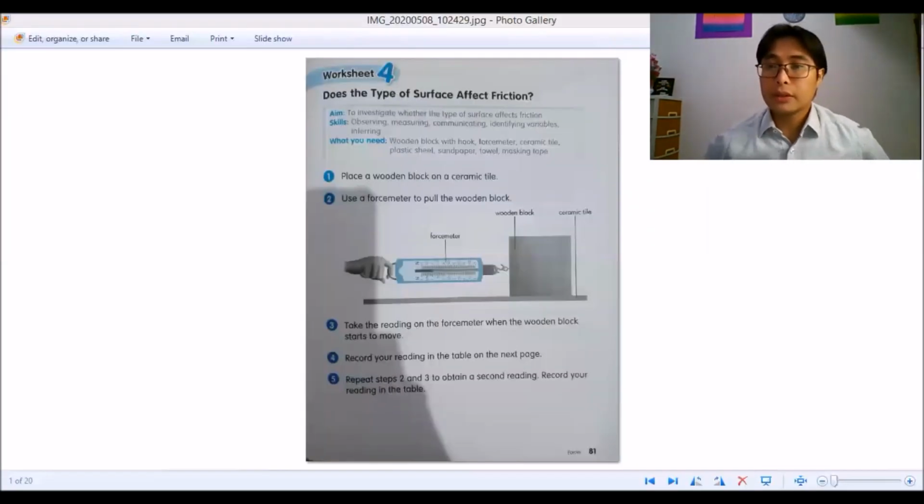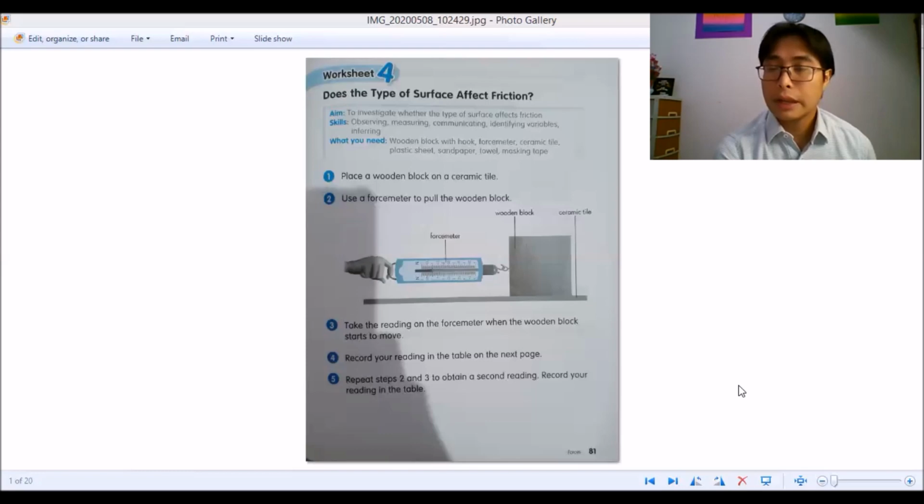Okay, so let's move on now to your activity book. So on page 81, worksheet number 4, does the type of surface affect friction? So follow these steps. So first, place a wooden block on a ceramic tile. Second, use a force meter to pull the wooden block. Then third, take the reading on the force meter when the wooden block starts to move. Record your reading in the table on the next page. Repeat steps 2 and 3 to obtain a second reading. Record your reading in the table.